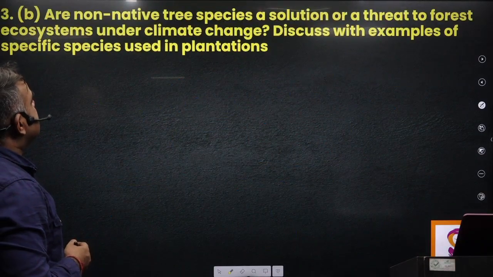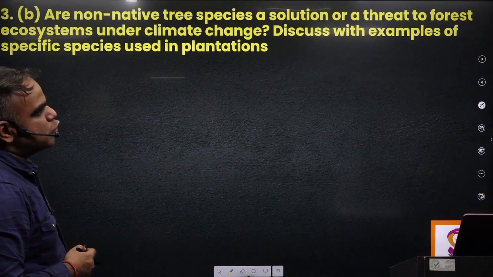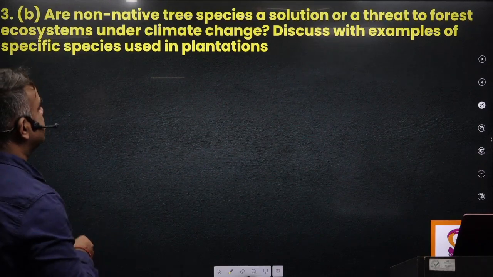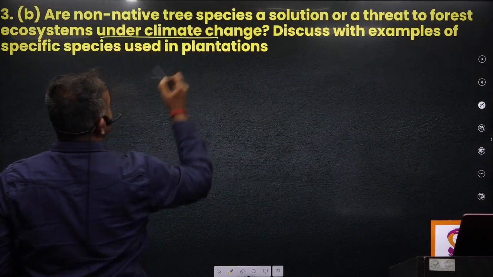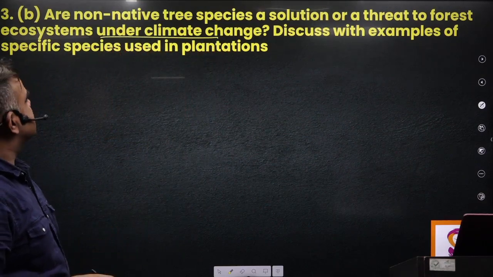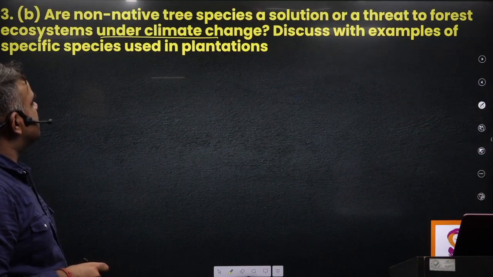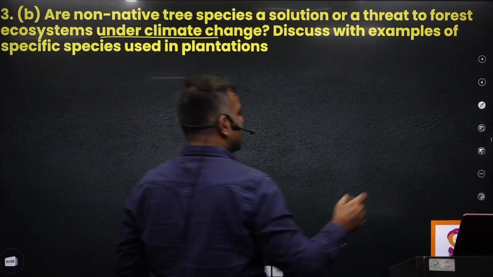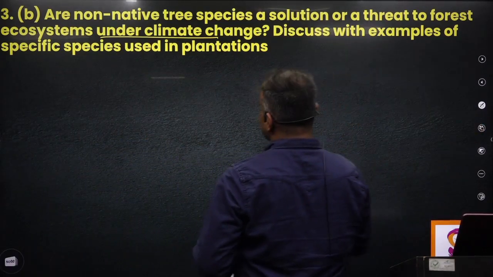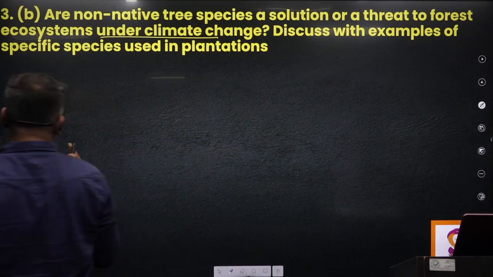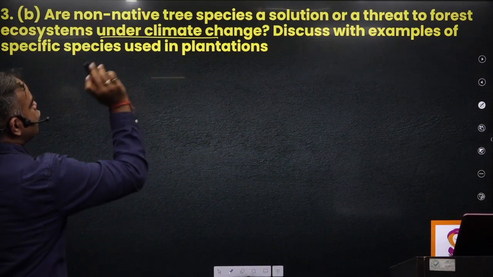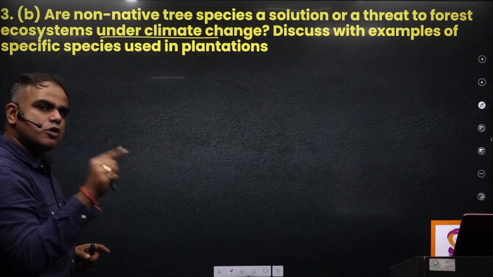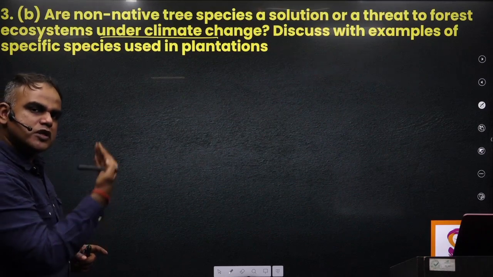Next question now we see: are non-native tree species a solution or a threat to forest ecosystems under climate change? Please note the term also, this under climate change. Discuss this with examples of species or species used in certain plantations. Okay, now this question I am assuming can also be solved with whatever knowledge you already have. In a question, whenever they are giving you two options, either a solution or a threat, write about both. It is both a threat also, it's both a solution also.